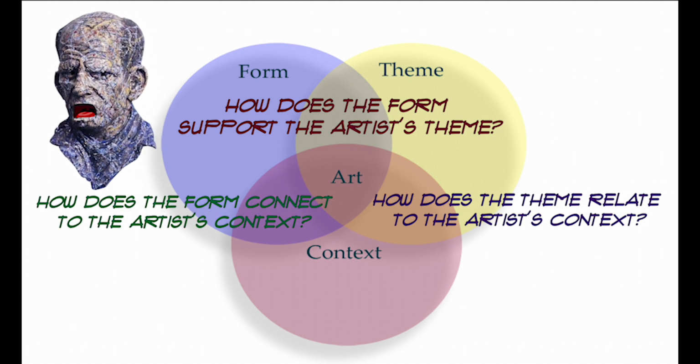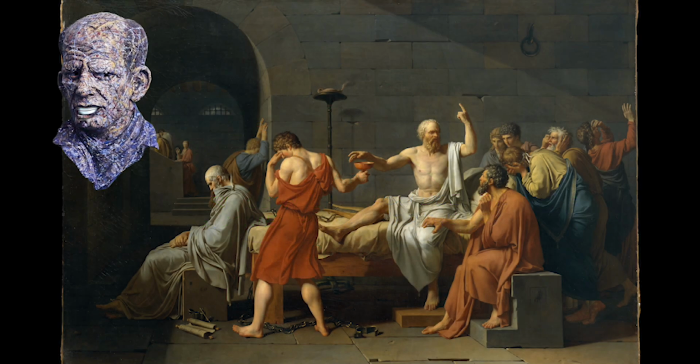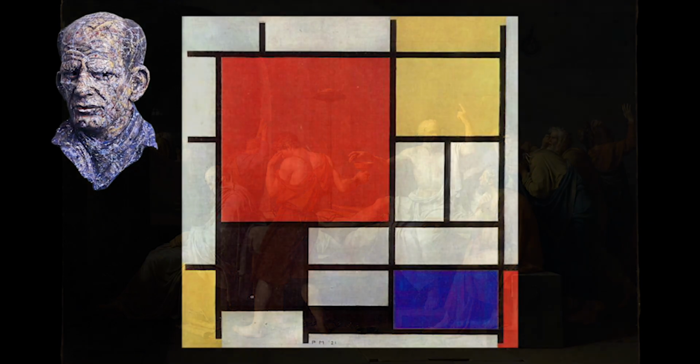Now that we have defined form, theme, and context, let's look at how their interaction can lead us to a better understanding of an artwork. We'll use as examples two artworks that could not look more different from each other.